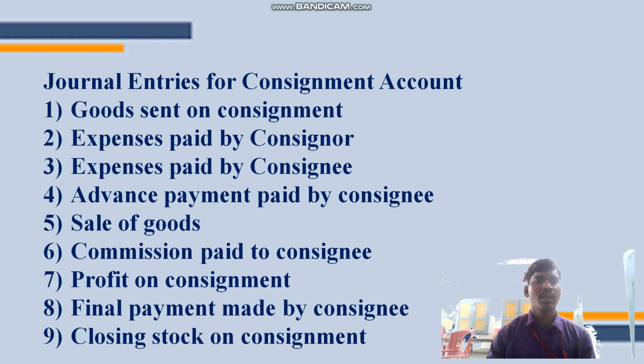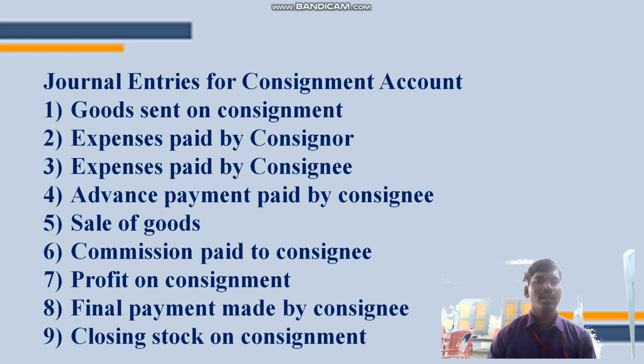So this is the first transaction which is taking place between the consignor and the consignee on consignment, in which the consignor is sending the goods to the consignee for the purpose of sale. And then the second transaction is expenses incurred or paid by the consignor. When the consignor is sending the goods to the consignee, he will be incurring or paying certain expenses like transportation and insurance, all these things.